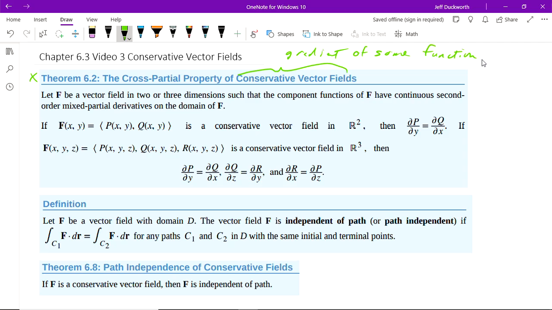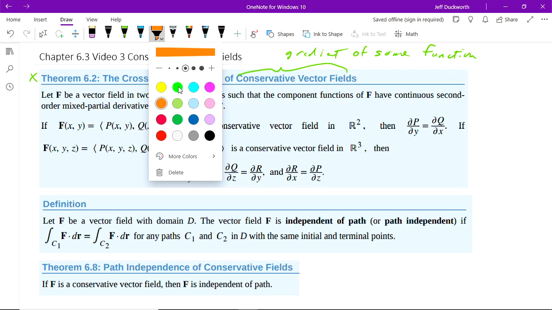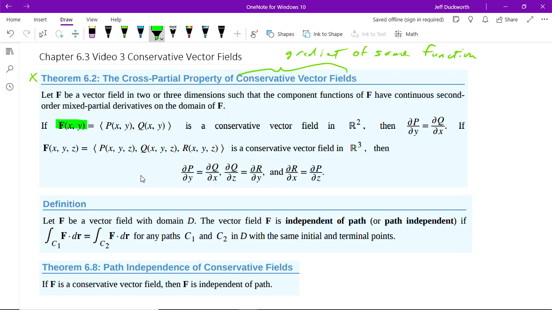Just recall what a conservative vector field is. It has to be the gradient of some function. So in two dimensions, if we have our field F of x, y equal to some vector P of x, y and then Q of x, y, it's conservative in R2 if the partial derivatives of each are equal. So this one with the partial derivative with respect to y.